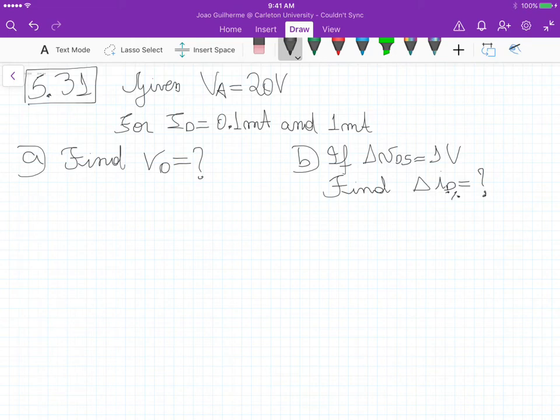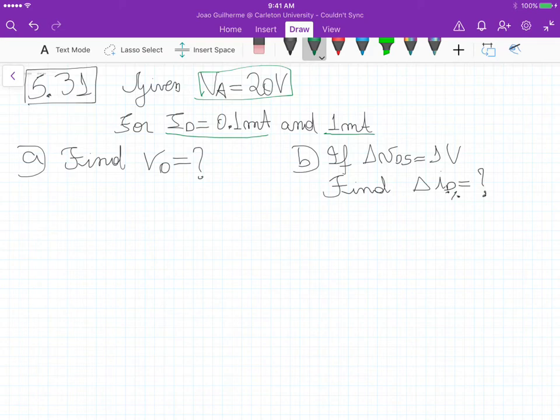For problem 5.31, we know that the early voltage is 20 volts, and this early voltage is the same for ID equals 1 milliampere and 0.1 milliampere. Okay, so in part A we need to find the value of the output resistance, right?